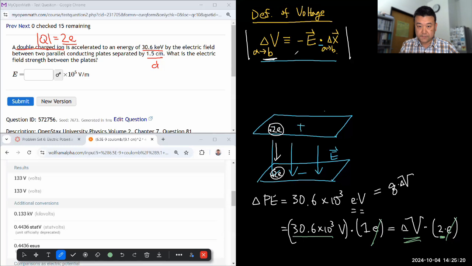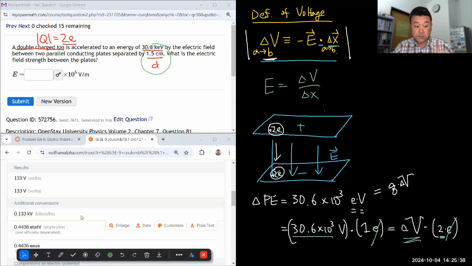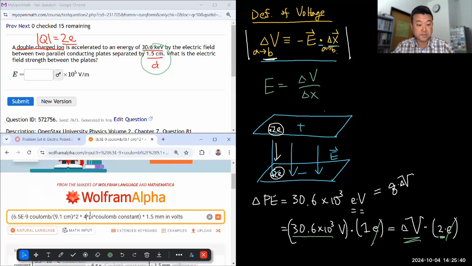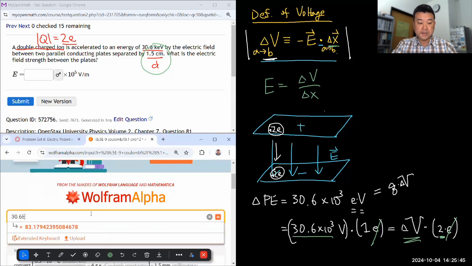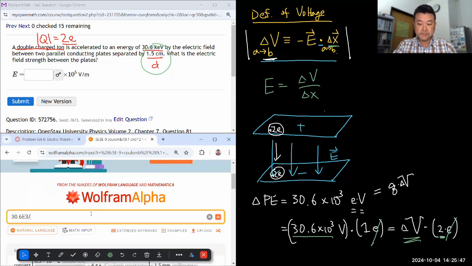So we'll have delta V, and we were given the position change delta X. So for the electric field, again I'm dealing with absolute values, it should be just delta V divided by delta X. So let me do this calculation in Wolfram above, but without any unit or names for constants, because I don't need any of them. So it'll be 30.6 times 10 to the power of 3 divided by 2. That's my delta V. Divide that by delta X.